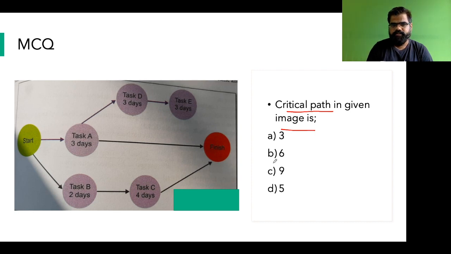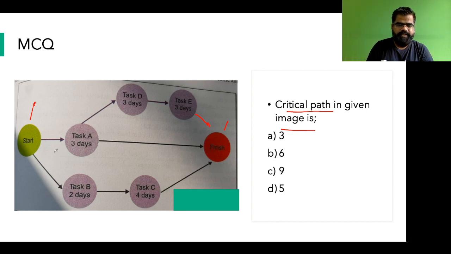What do you think? 3, 6, 9, 5. Now how do you answer such a question? If you see the question, there is a starting point and a finish point. From the starting point we do task A, then task B. After you complete task A, you can do task D. After you complete task D, you do task E, and finally you can finish this way.